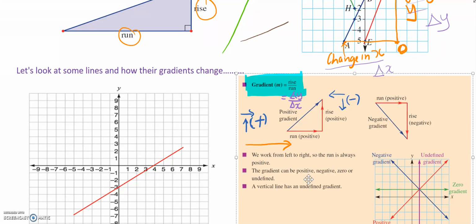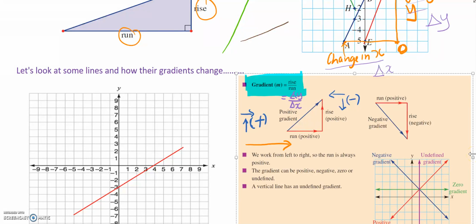No slope, nothing. That means the gradient is 0. So that's why a horizontal line like this one has 0 gradient. And then think of a cliff. Maximum steepness, very, very steep. So steep that you can't define it. So therefore, a vertical line like this is undefined.